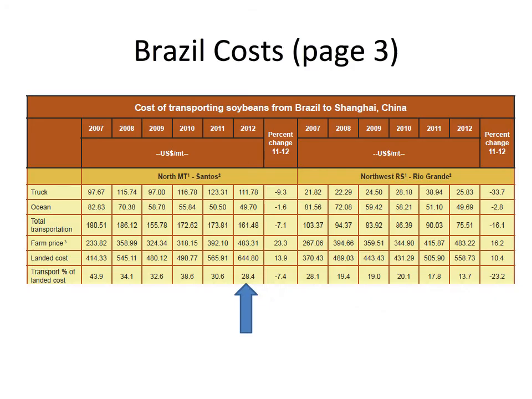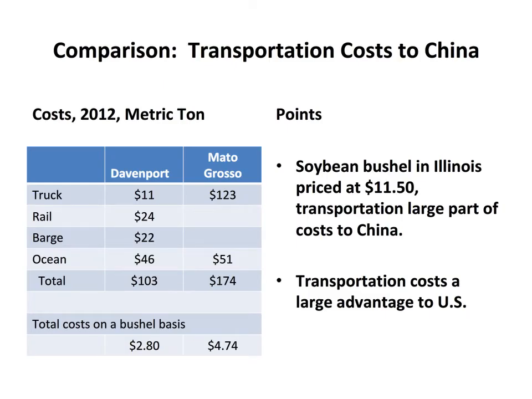Here are the costs, and again, this is on page 3. I'm going to take the column that the blue bar is above, 2012. You can see truck, ocean. Truck $111 per metric ton, ocean $49.70 per metric ton, for a total cost of $161.48 per metric ton. What I'm going to do in the next slide is make a comparison between Illinois cost of transportation versus Mato Grosso cost of transportation.